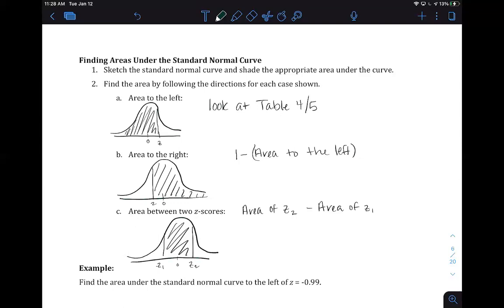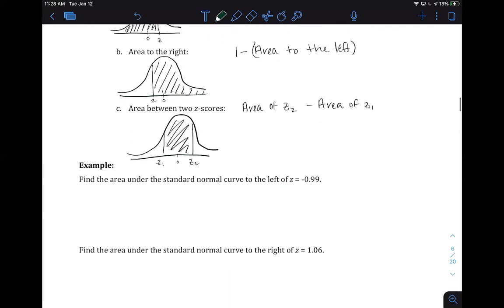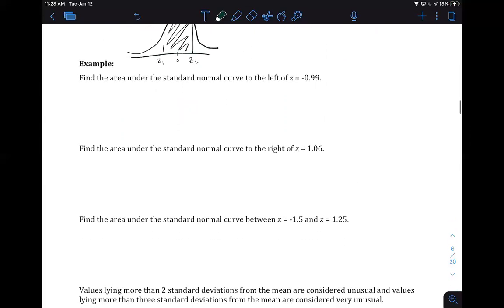Questions with that? All right, so we're going to do 3 examples. Find the area under the standard normal curve to the left of z equals negative 0.99. So sketch your curve. Negative 0.99 falls to the left of 0. Draw your vertical line and then sketch it to the left.